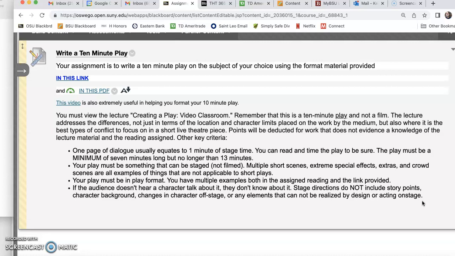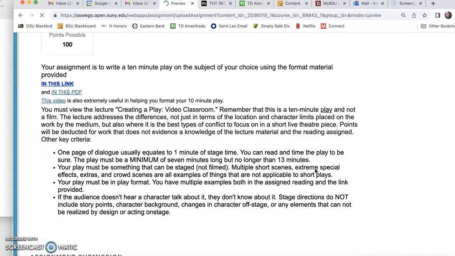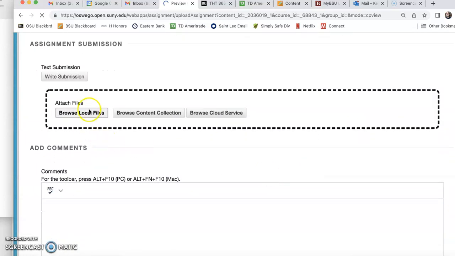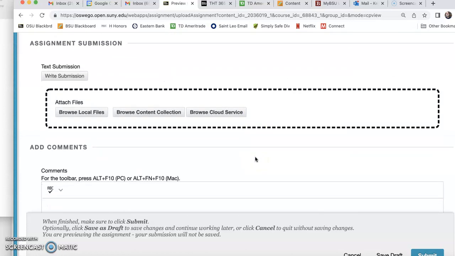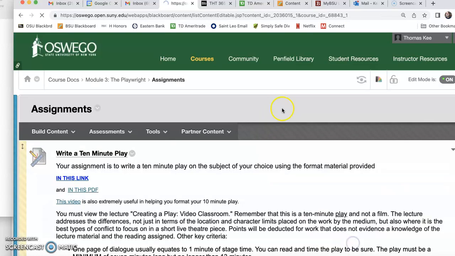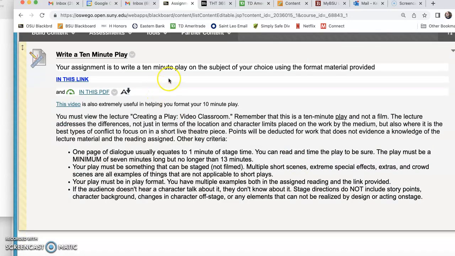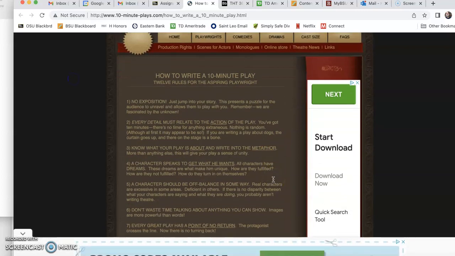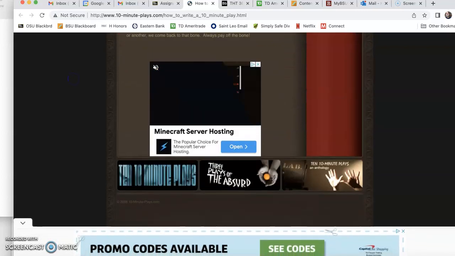So looking at the assignment really quickly, you're going to write a 10-minute play. You're going to submit it by clicking on the title, which opens an assignment page. Here you can browse your computer and attach the file, or if you absolutely can't do that, you could always just paste it right in there. Within this assignment page, you can click on this link, which is important material about how to write a 10-minute play.